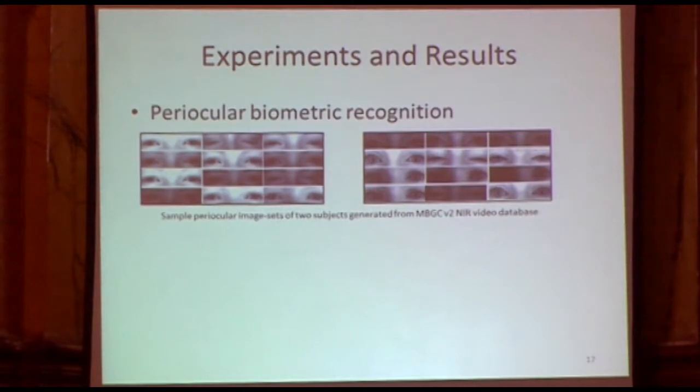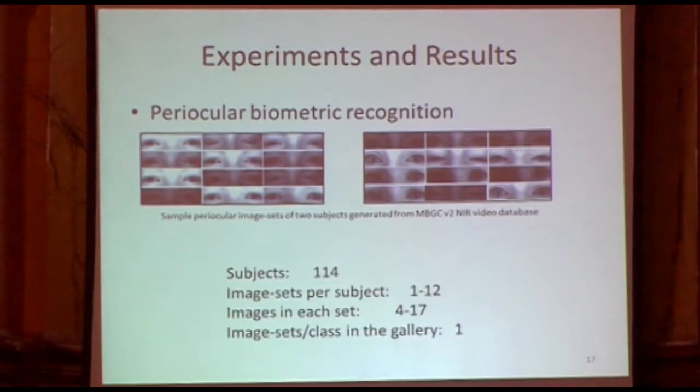For periocular biometric recognition, we generate image sets from the MBGC version 2 near-infrared video database. These videos contain large illumination variations, some motion blur, and large periocular appearance variations, as can be seen in these 2 image sets. The number of images in each set for this database is quite low, which is 4 to 17 images in one set. So we will see that the structure-based algorithms perform poorly on this dataset.